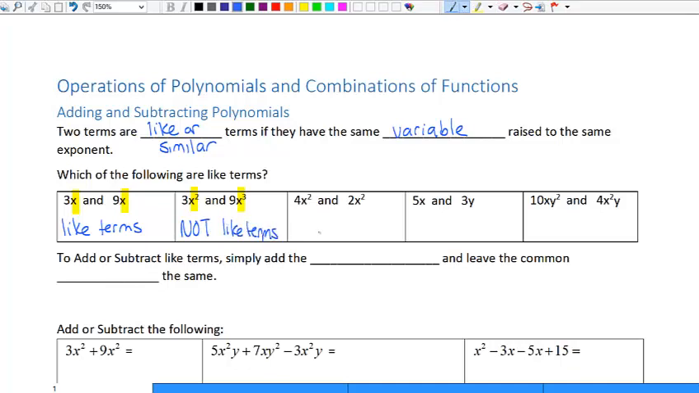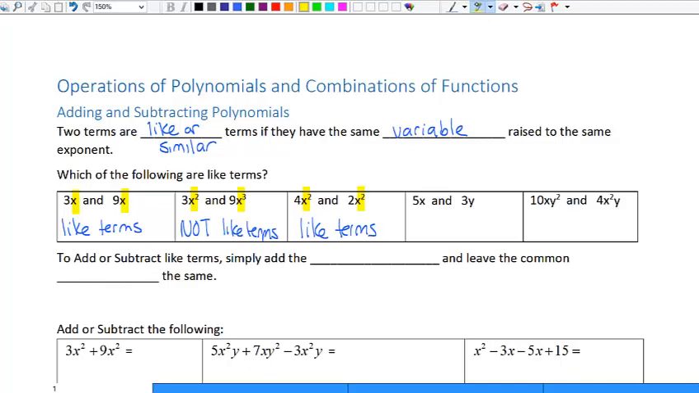So therefore, you won't be able to add them. You can only add them if they're like terms. On the next two, we have 4x squared and 2x squared. Notice that the variable part on each of these terms is the same. X is the same and it's raised to the same exponent. So these two are like terms.